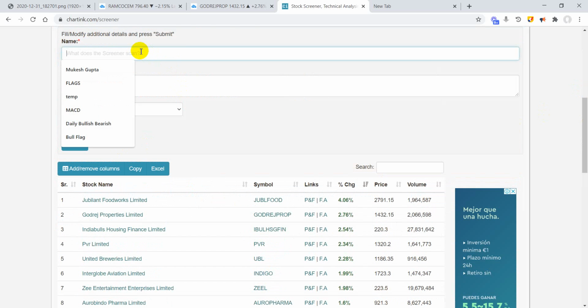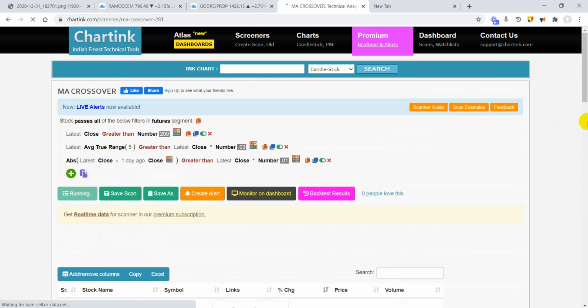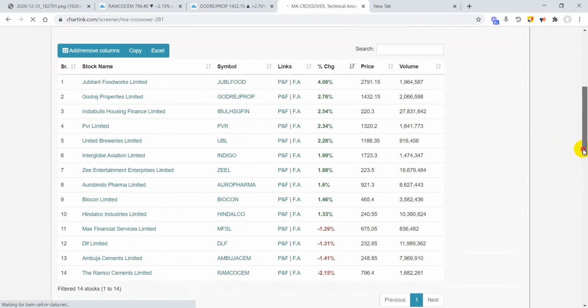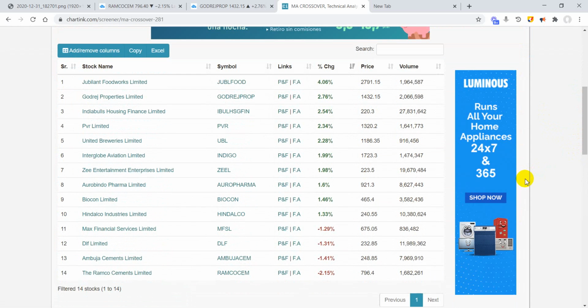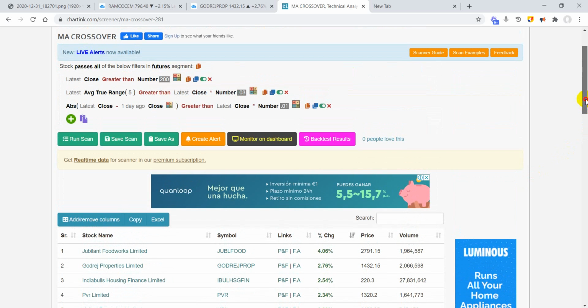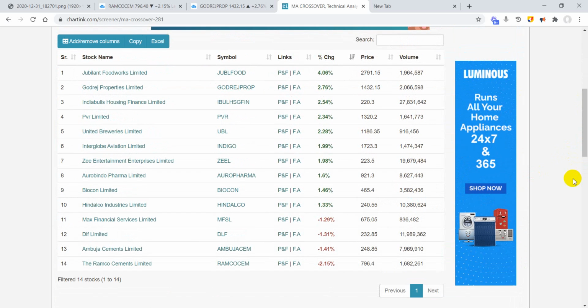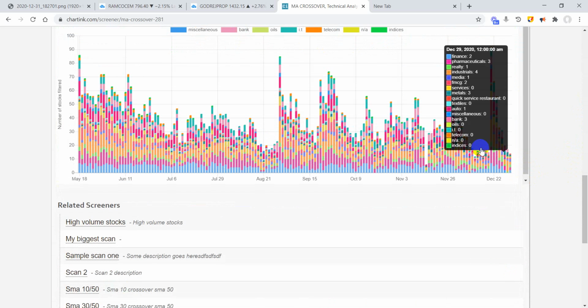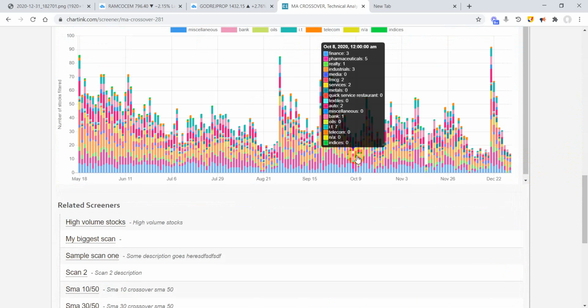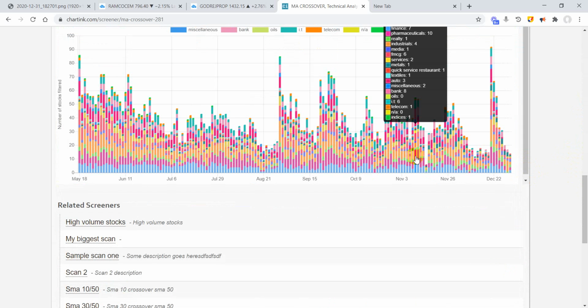MA crossover. Let me save it. I will share the link of this scanner in the description of the video. You can just refer to the link and you will get this screener available at your end. Run it anytime during the day and find out which stocks we should be looking at for moving average crossover type of trades. And you will get historical filter criteria, stocks which are historically showing good momentum with this scanner.